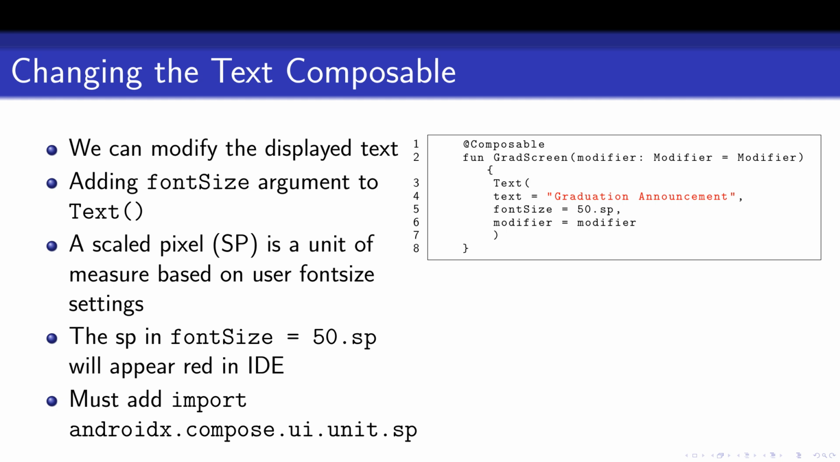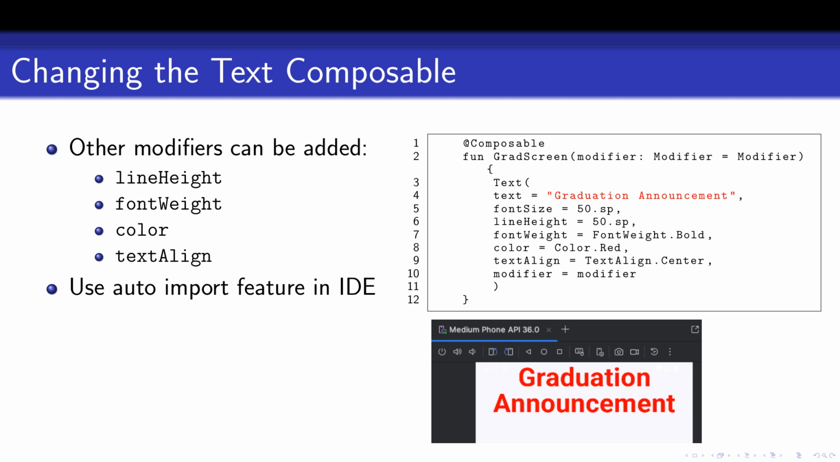Now let's customize our text display to make it more visually appealing. We can modify the Text composable by adding various arguments. Here we're adding a font size argument set to 50 scaled pixels. Scaled pixels are important because they respect the user's font size settings for accessibility. You'll notice that the sp might appear in red in your IDE initially. This means you need to import the appropriate unit from the androidx.compose.ui.unit package.